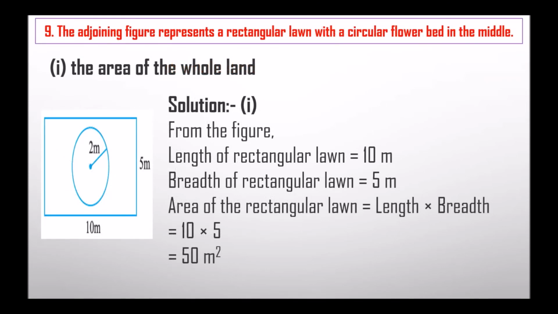Question 9. The adjoining figure represents a rectangular lawn with a circular flower bed in the middle. The area of the whole land. So length is given 10, breadth is 5. So area of rectangular lawn equals length into breadth. So 10 into 5, that is 50 meters square.